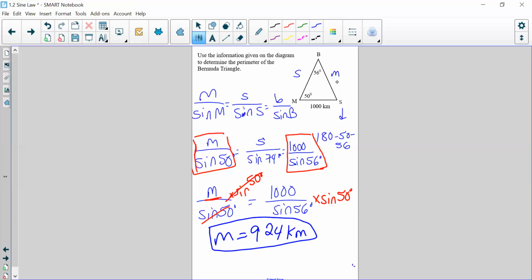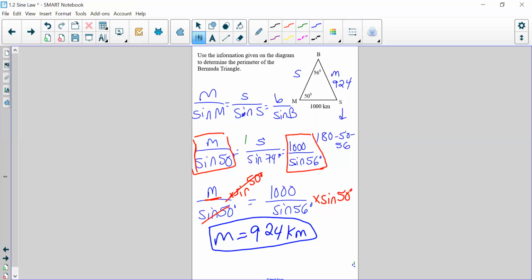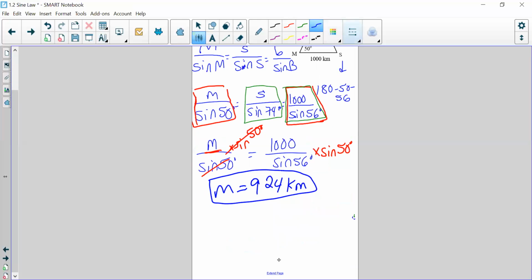Okay, now this question asked us for the full perimeter. So I'm also going to solve for side S. I'm going to go back up here to my formula. Now what I need to do is use side S and this sine of 74. And again, I'm going to use the 1,000 times the sine of 56 because that was given to me. I'm pretty sure there's no error in that part of my formula, so I'm just going to rewrite those two components.